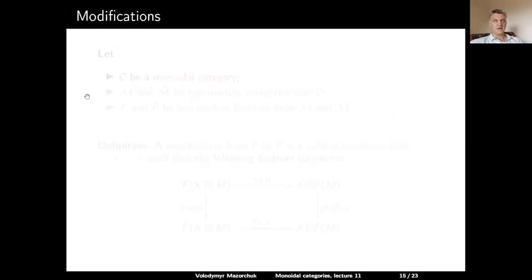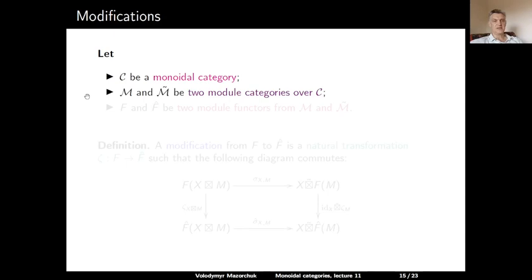So now we have defined morphisms between module categories. Next, we will define the notion of a morphism between morphisms. So these are called modifications. Let C be a monoidal category, and let M and M tilde be two module categories over C. Let F and F hat be two module functors from M to M tilde.